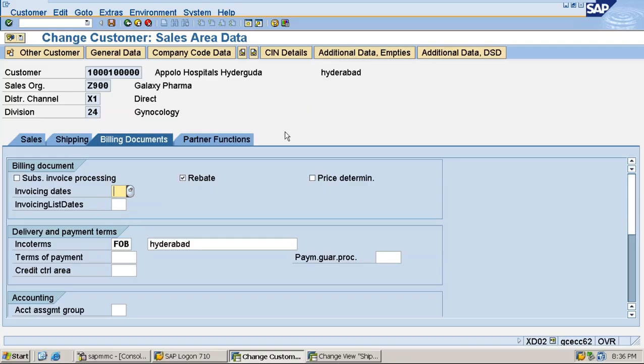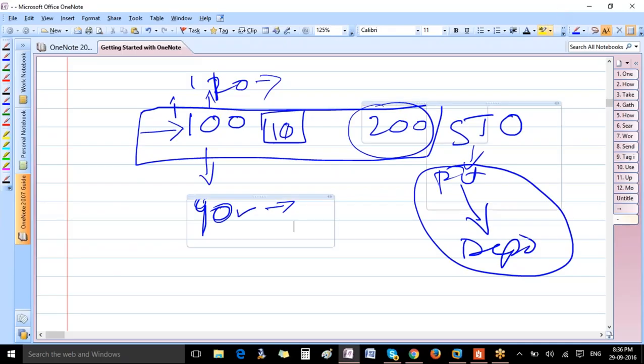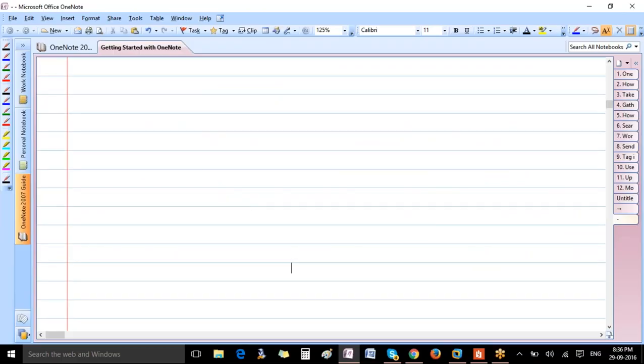Coming to the billing details, subsequent invoice processing. The name itself tells us that subsequent means next to the main one. That means you create an invoice for a customer, later with reference to it.